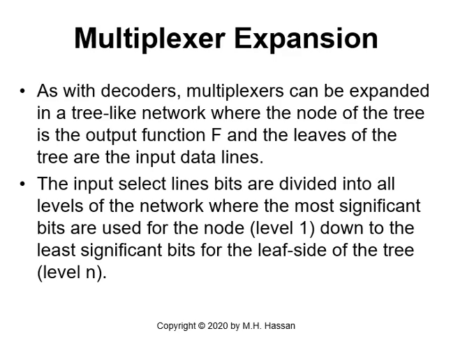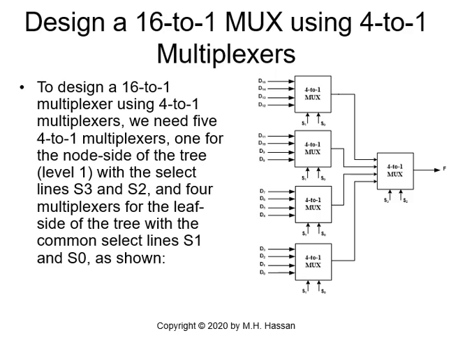The input select line bits are divided among all levels of the network, where the most significant bits are used for node 1, down to the least significant bits for the leaf side of the tree, which is level n. As shown in this example, we would like to design a 16-to-1 multiplexer using 4-to-1 multiplexers. So here we need 5 4-to-1 multiplexers to do the job. One for the node level, level 1, and 4 to serve all the data lines from D0 to D15.